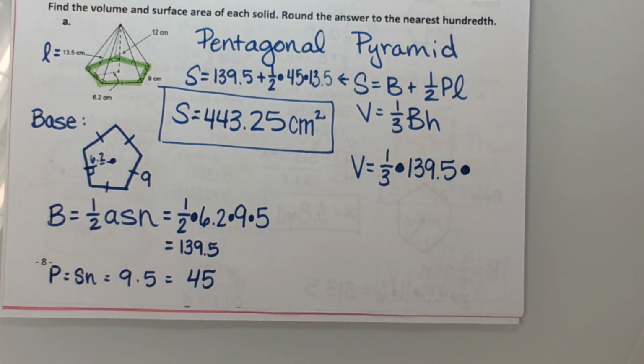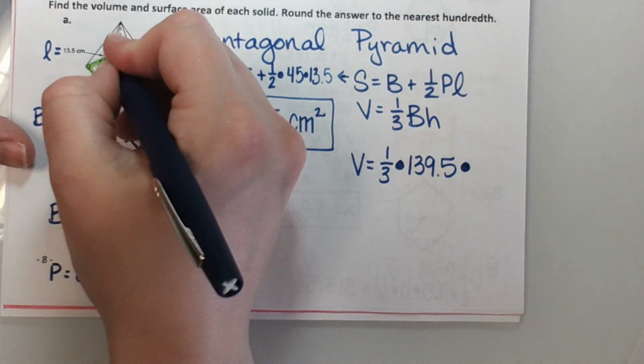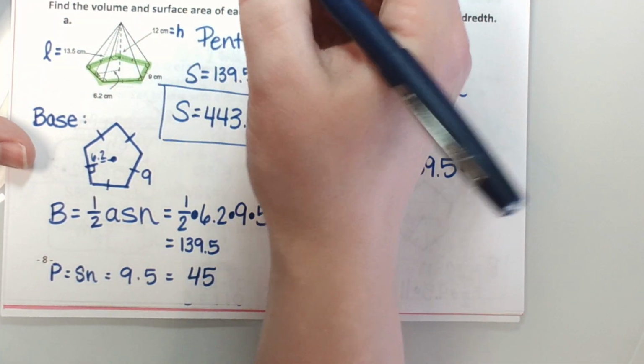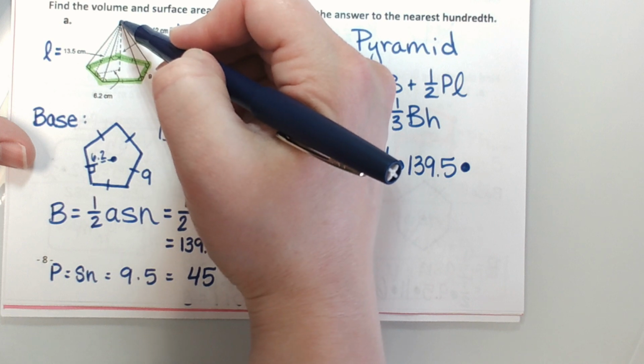This one has to go from tip down to the center of the base. 13.5? Not 13.5. That one's slant height. Oh, wait. 6.2? 12. Oh, it goes from the tip down.